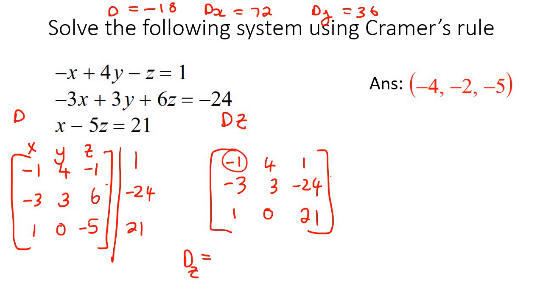So we're going to start with this number here, -1, and then you're going to block this, and you're going to block this, and then you're going to use the determinant.